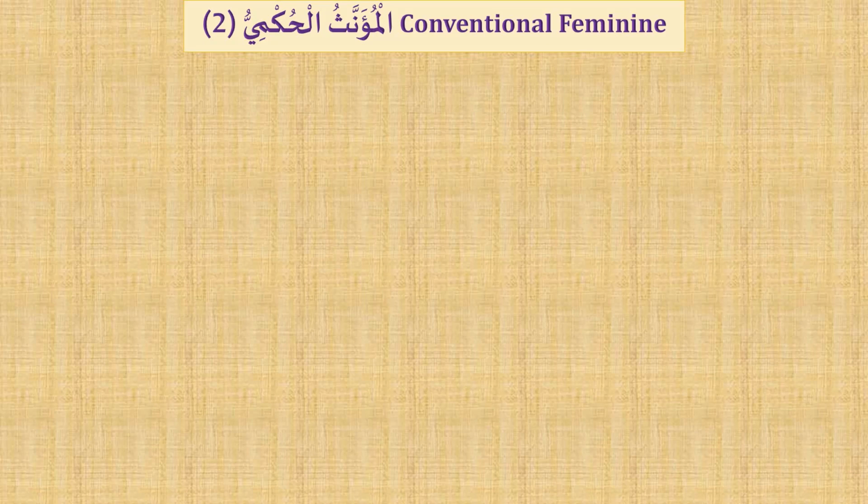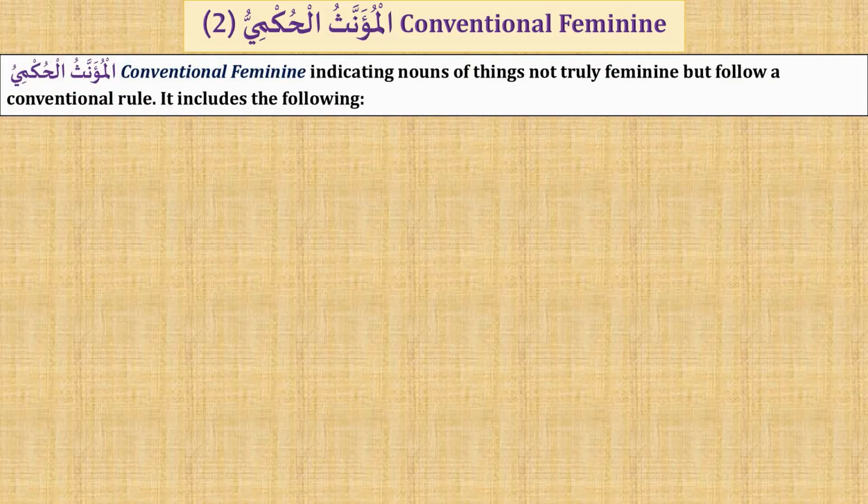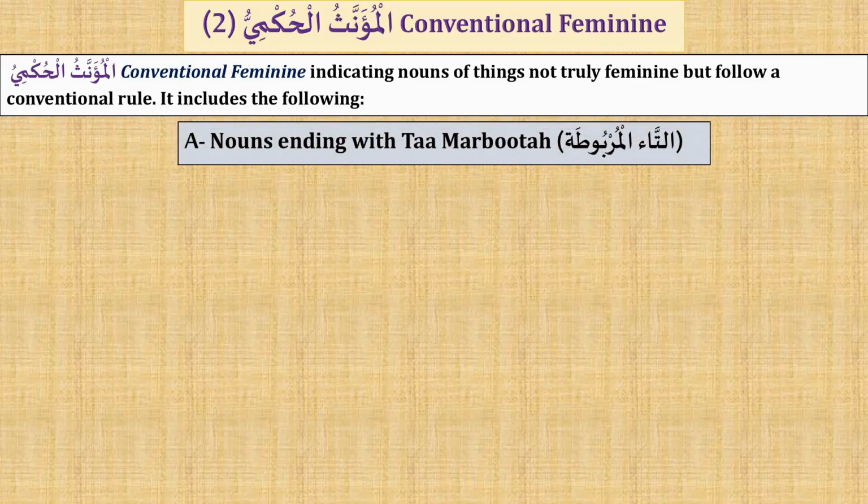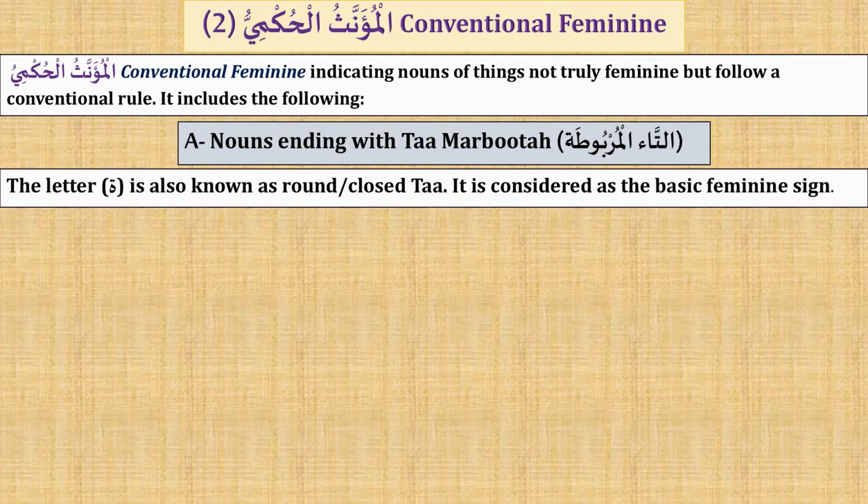The second type is المؤنث الحكمي conventional feminine. المؤنث الحكمي conventional feminine indicating nouns of things not truly feminine but follow a conventional rule. It includes the following. First one nouns ending with تا مربوطة, closed تا. The letter تا is also known as round or closed تا. It is considered as the basic feminine sign.